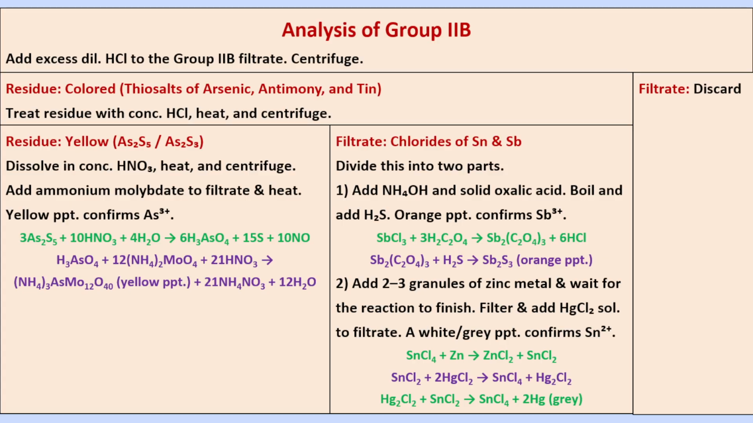For the test for tin, add 2-3 granules of zinc metal and allow the reaction to complete. After the reaction is finished, filter the mixture and add mercuric chloride solution. The appearance of white or grey precipitate confirms the presence of tin.